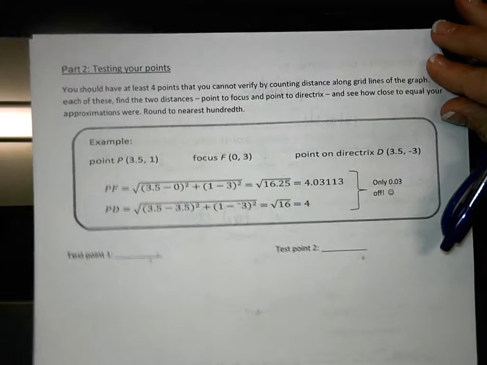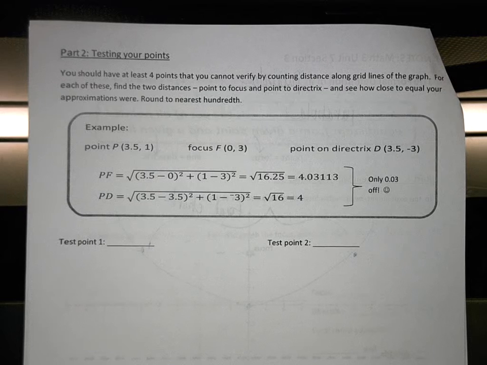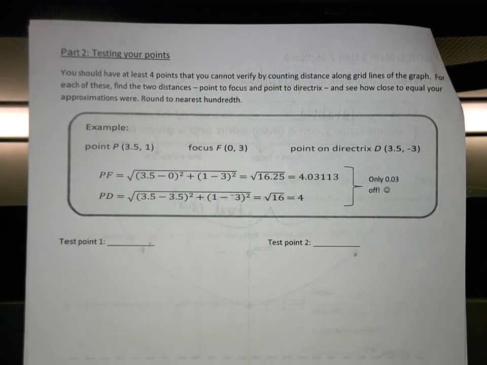So part 2 here, testing your points. It says you should have at least 4 points that you cannot verify by counting distances along the grid lines of the graph. We're actually not going to test all 4 points. We're going to just test a couple points, okay? So for each of these, find the 2 distances, point to focus and point to directrix, and see how close to equal your approximations were, round to the nearest hundredth. And actually, Serena brought this up because she's like, there's no way you can do it without the distance formula, which is why we are going to basically end up using the distance formula.